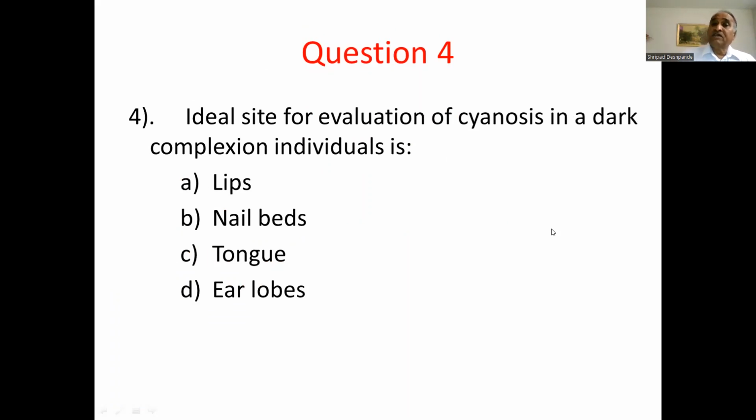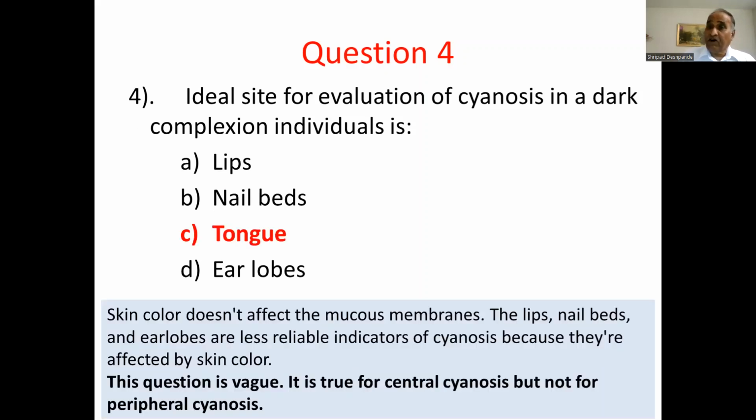Ideal site for evaluation of cyanosis in dark complexion individuals is: lips, nail beds, tongue, earlobes. This question has a problem because cyanosis can be peripheral and cyanosis can be central. If the stem of this question is ideal site for evaluation of central cyanosis in dark complexion individuals, then the answer should be tongue or the mucous membrane.